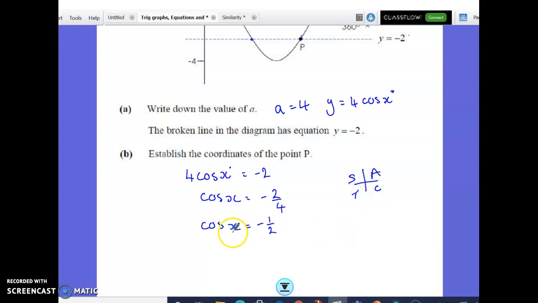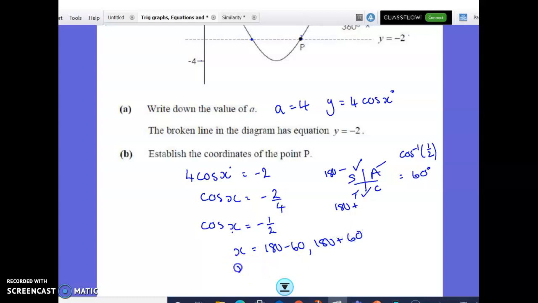So we've got our all sine tan cos. It's cos and it's negative. So I'm answering here, I'm answering here. It's 180 minus, 180 plus. To get my answer in here, I ignore my negative. Inverse cos of a half, 60. So I do 180 minus 60, 180 plus 60. So x is 120, 240.